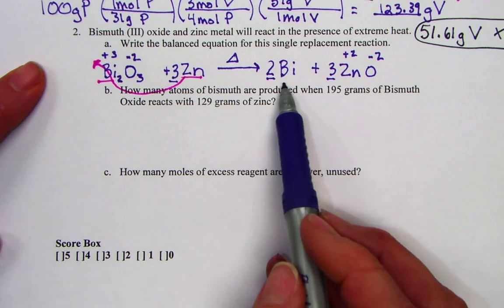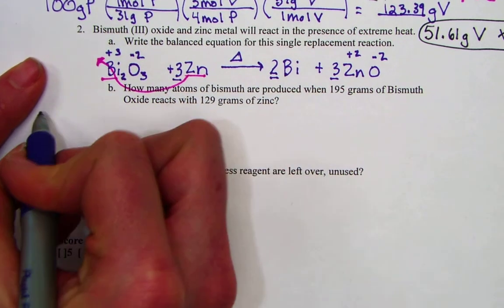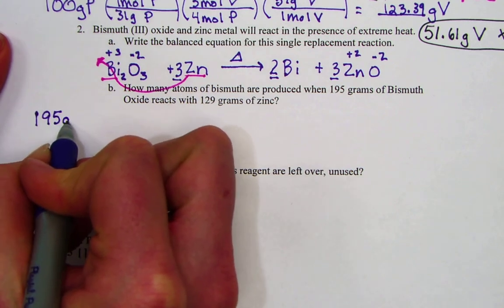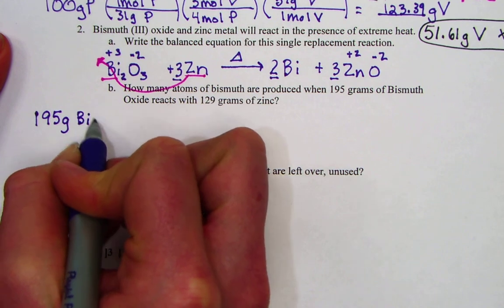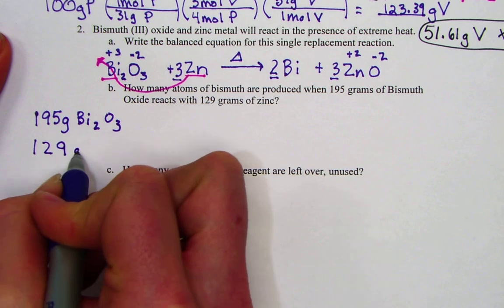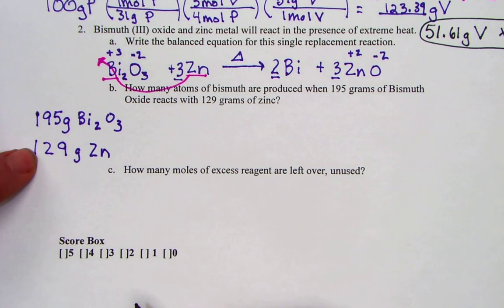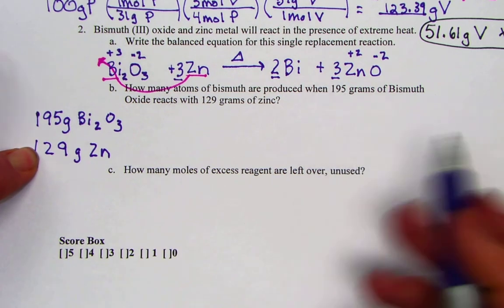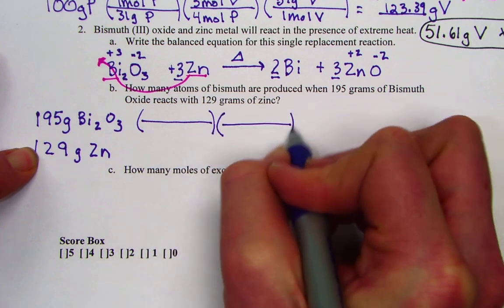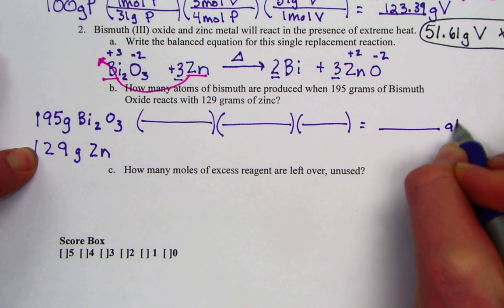How many atoms of bismuth? So our target product is the Bi. How many atoms of bismuth can be made when we start with 195 grams of bismuth oxide, Bi2O3, and 129 grams of zinc? Since we're given information about both reactants and the target product of the bismuth, we know it's a limiting reagent problem. I'll get my 3 steps of stoichiometry set, knowing that we're targeting atoms of bismuth.